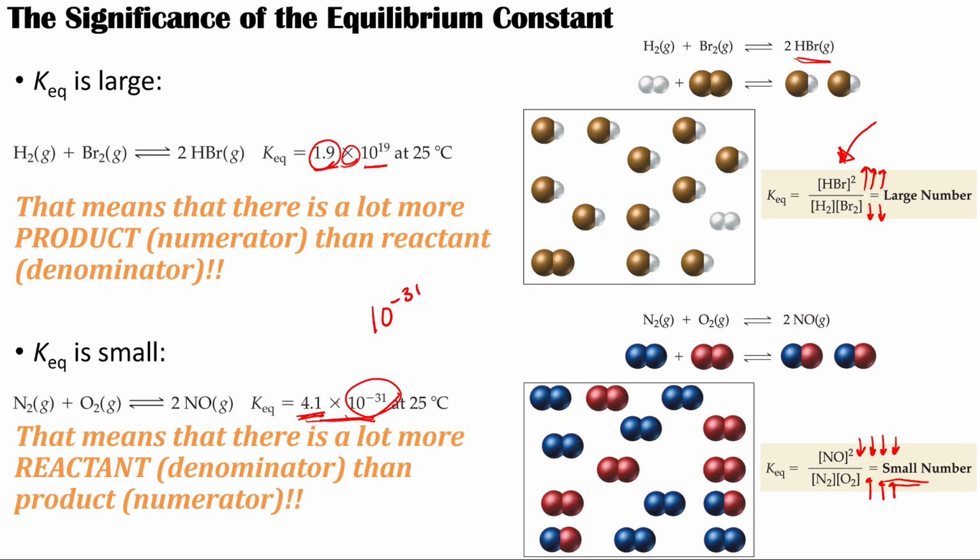And if we look at the pictures here, this big K at the top is showing that we have mostly product, and very little reactant. There's one reactant, the H2, and the second reactant, the Br2, and then most of it exists as product. Whereas down here on the bottom reaction, the small K is showing that we have way more reactant and very little product actually formed. There are only two that show product, and everything else would be a reactant.